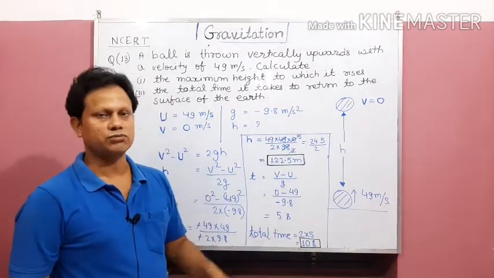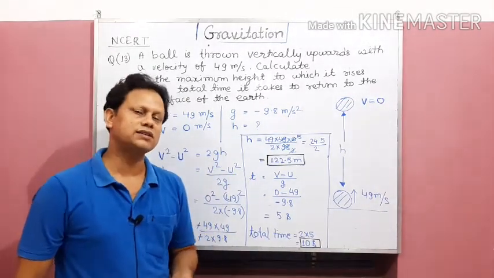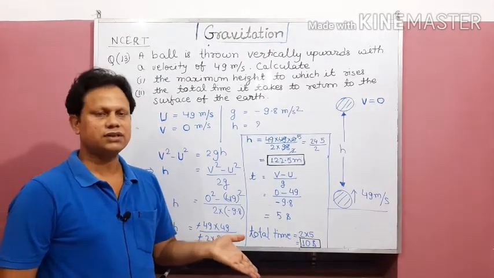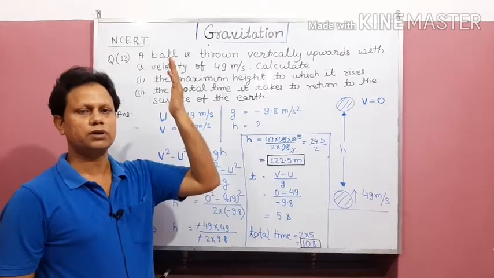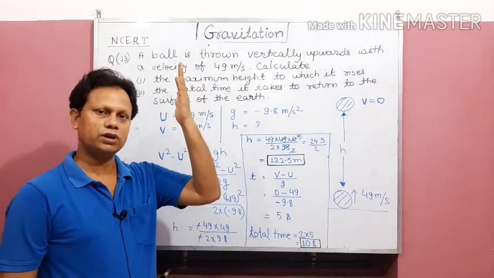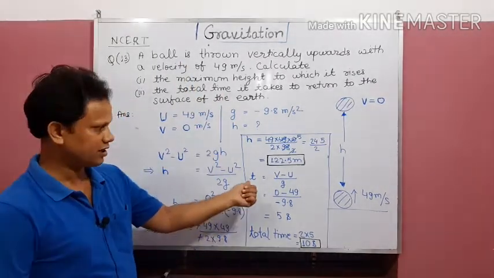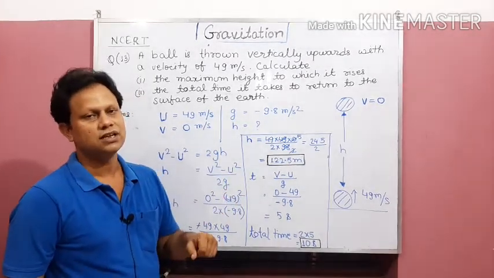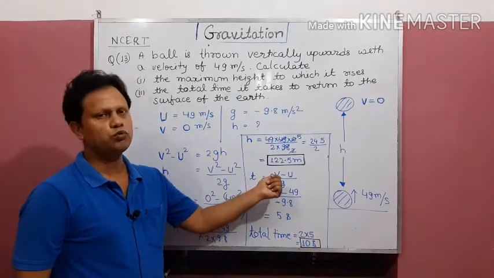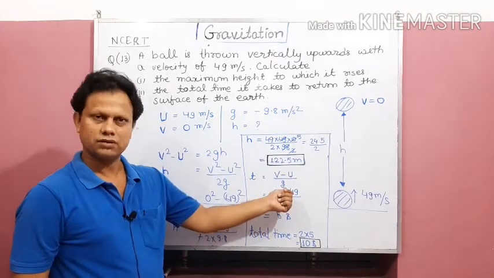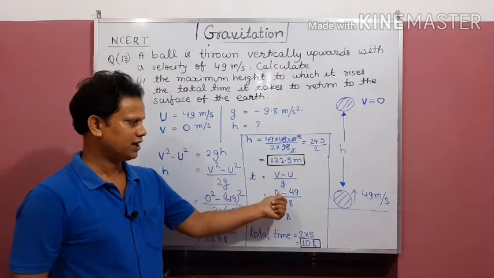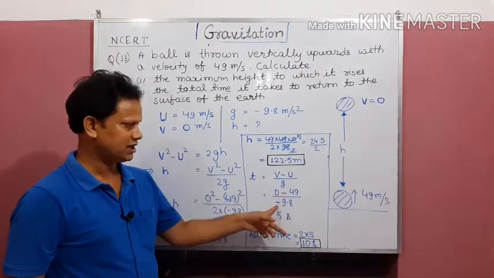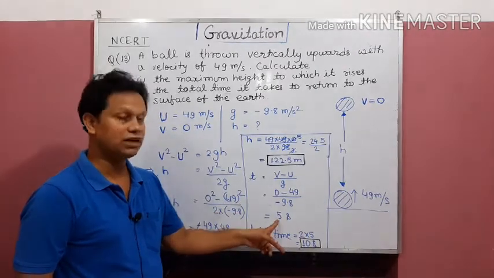So this is one part of the question. Now the second part is asking about total time. I have said that if we calculate the time of going upward, the same time will be taken for going downward also. So for that I take t equal to, as we know v is equal to u plus gt, so t is equal to v minus u by g. That is the formula. Now for v I will take 0 minus 49 by minus 9.8. Again minus and minus get cancelled, and if you calculate you will get 5 seconds.